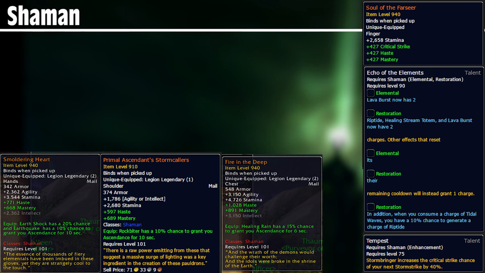For Shaman, they'll get the Smoldering Heart on their hands. With this, casting Earthshock or Earthquake has a chance to grant you Ascendance for 10 seconds. With the Primal Ascendance Stormcallers, those go on your shoulders by the way, Rockbiter has a 10% chance to give you Ascendance for 10 seconds.